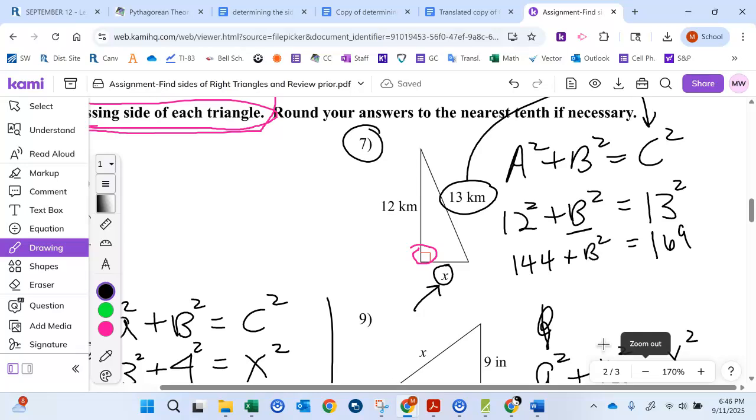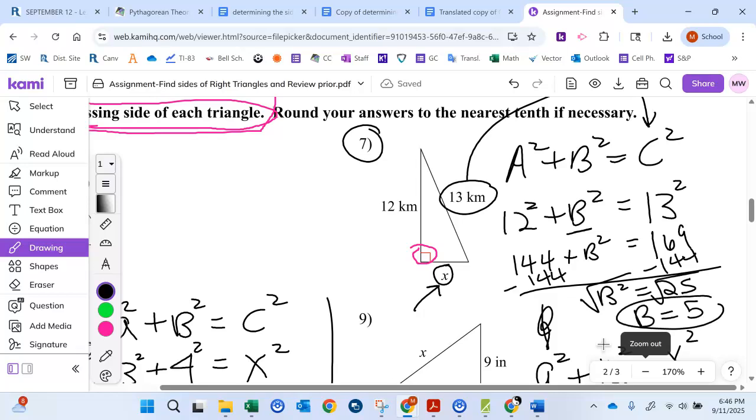So now I have to do a little bit of algebra. So minus 144, minus 144. And that means that b squared equals, if I do this on my calculator, 25. So then I have to go square root. So b is equal to 5. Okay, so that one is equal to 5. So that's how you do those.